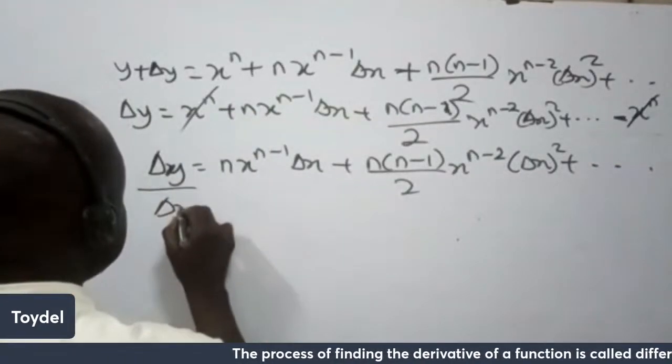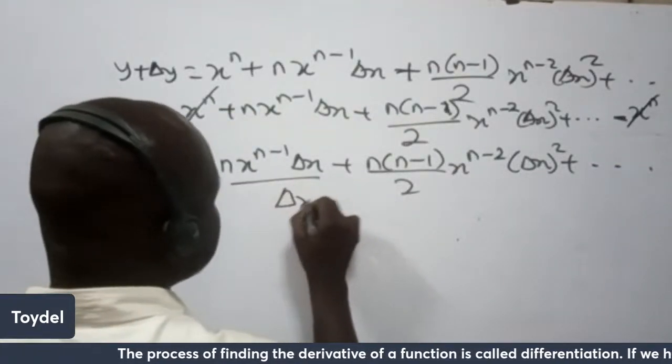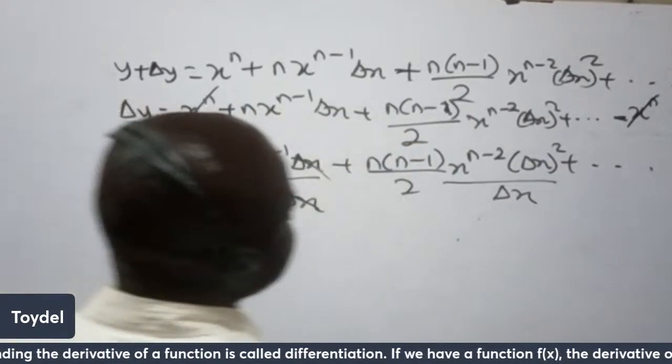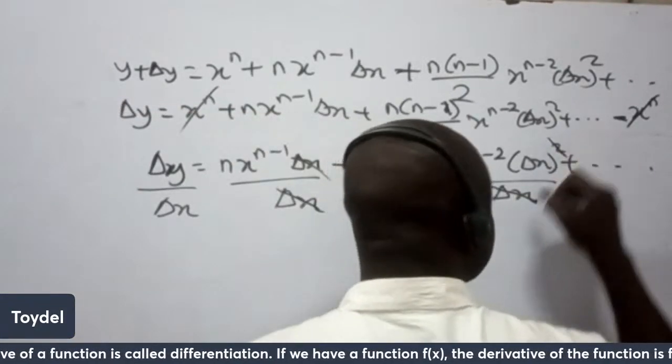So let's divide through by delta x. We divide through by delta x. Delta x, we cancel delta x here. Delta x will reduce this one to 1.